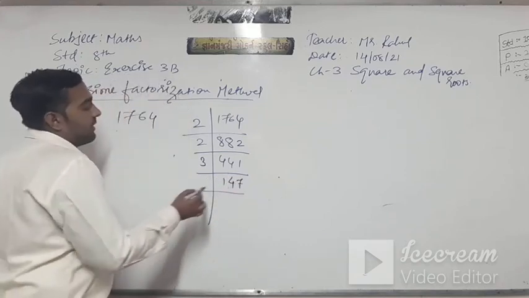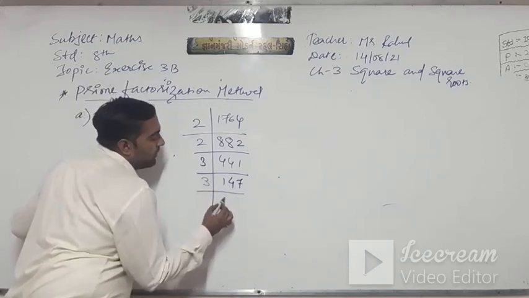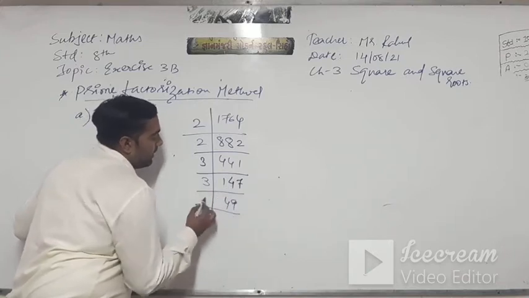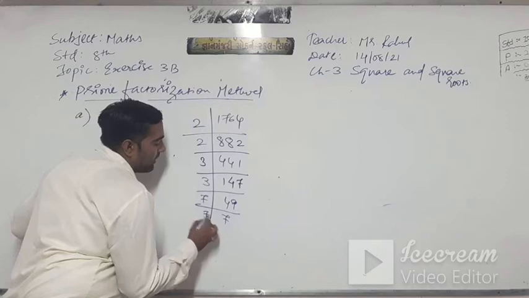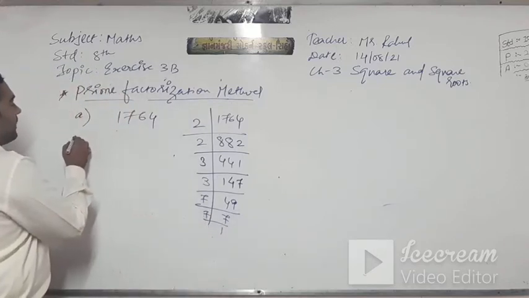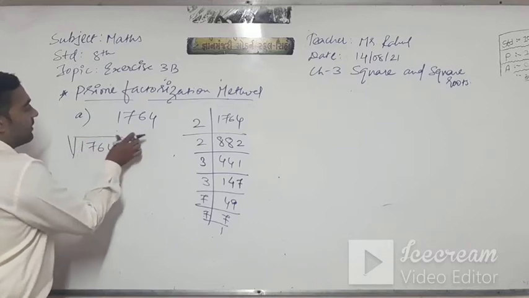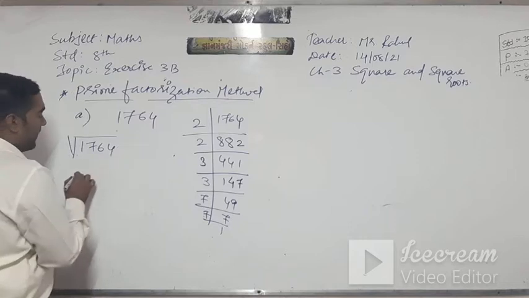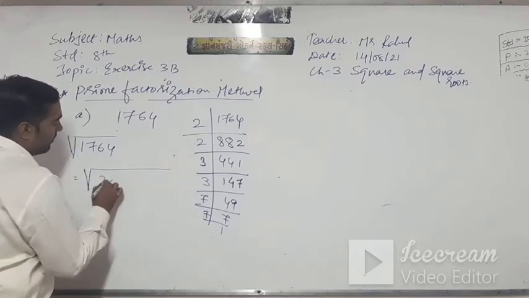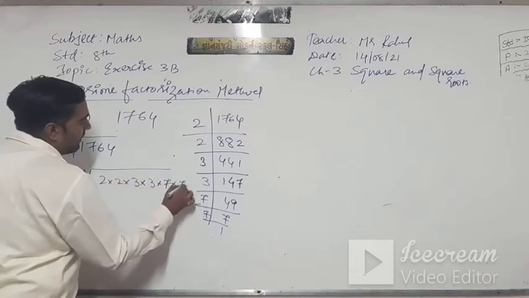Now 7 plus 4 is 11, plus 1 is 12. So again it is divisible by 3. So 3 4s are 12, 3 9s are 27. Now 7 7s are 49 and 7 1s are 7. So the square root of 1764 is the square root of 2 into 2 into 3 into 3 into 7 into 7, right?